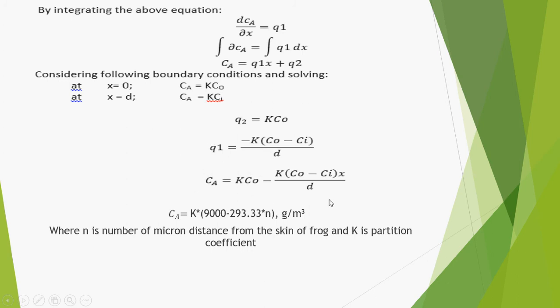And for a toad, we obtain that C naught, Ci and D values turn out to be so much. So in this equation, Ca is giving the concentration profile of oxygen at various regions of the skin. Here n is the number of microns of distance from the skin of a frog, and k is the partition function.